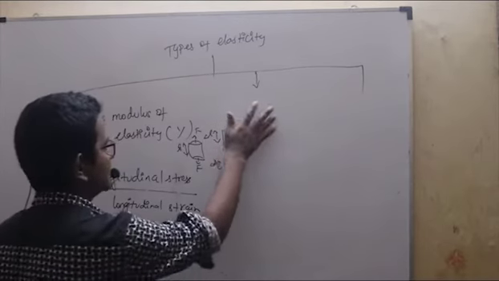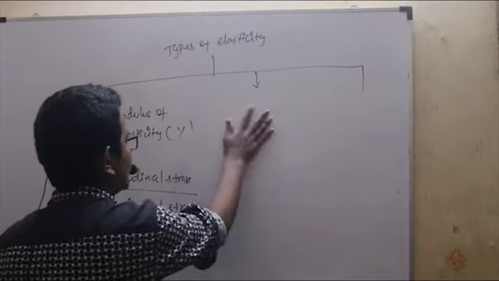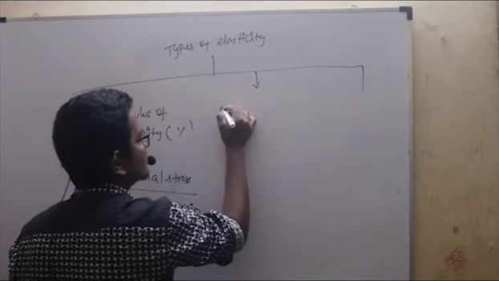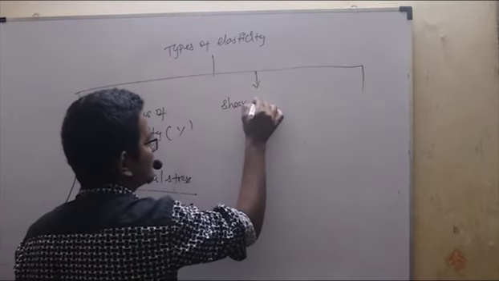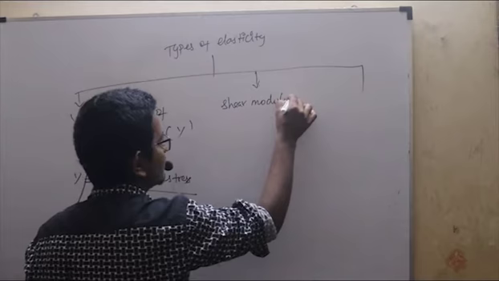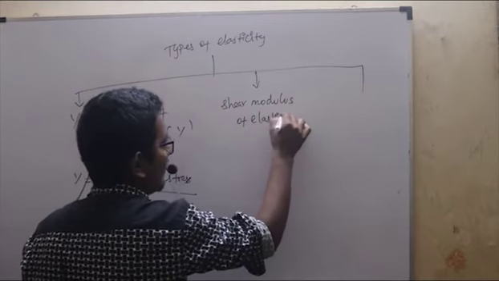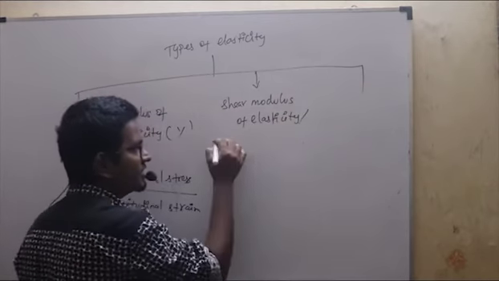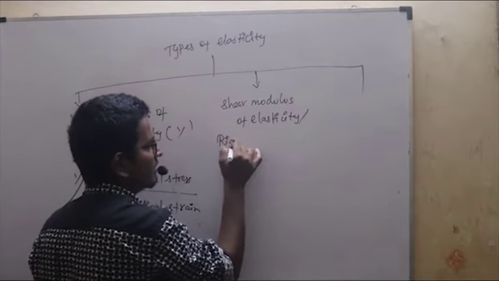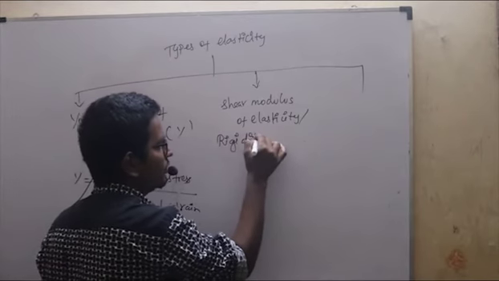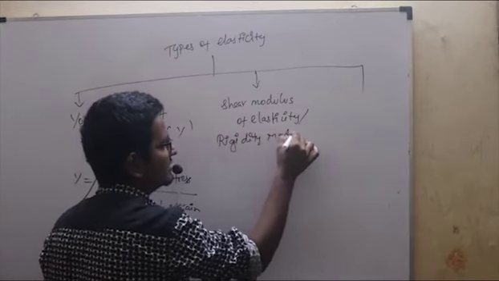Our second type of elasticity is known as shear modulus of elasticity, and it has one more name, rigidity modulus of elasticity.